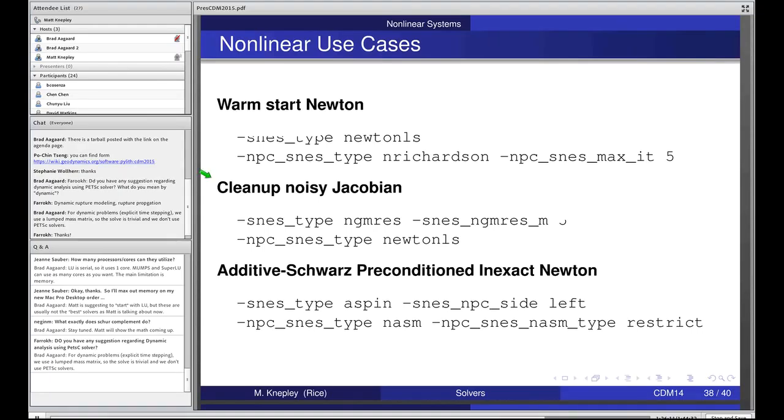Then what this does is takes 5 directions that are predicted by Newton and then forms a little subspace and picks the best direction out of the space formed by those 5. So if you have a little noisiness, this will get rid of it. There's also things that can handle localized nonlinearities. So if you have one little bit of your domain that's really tough, something like ASPIN will be useful, because what it does is solves a nonlinear problem in each subdomain and then combines them together.